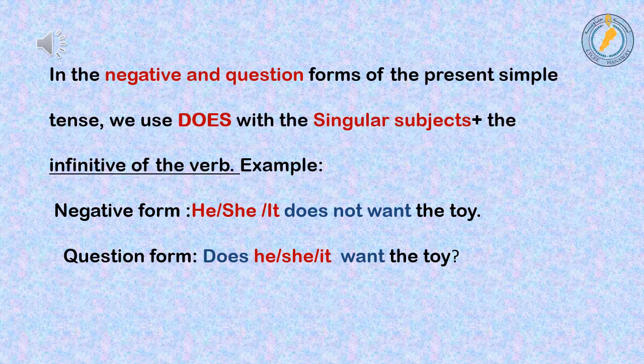So, in the negative and the question forms of the present simple tense, we use does with the singular subjects plus the infinitive of the verb, which is the base form of the verb. So the negative form is: he, she, it does not want the toy. And the question form is: does he, she, or it want the toy? Question mark at the end. Don't forget the question mark at the end since it is a question.